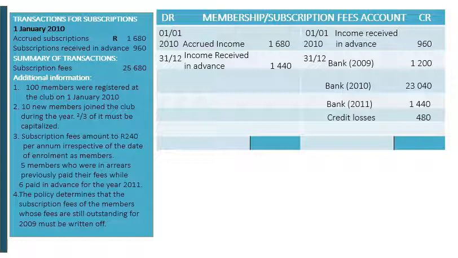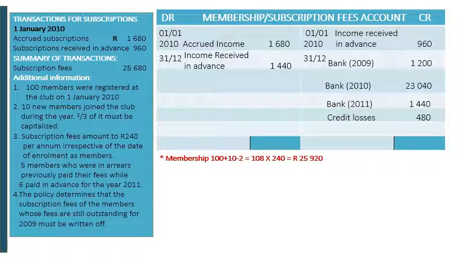amount calculated 23,040. At this stage, we cannot close off the subscription fees account because we were not given the accrued amount or members, the number of members that are owing, or we were not given the total income that we were supposed to have received in the current year. We will therefore have to use the information given to either determine the accrued or to determine the total income that we were supposed to have received in the current year.